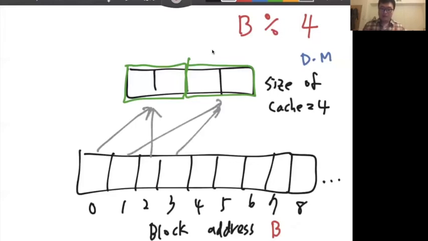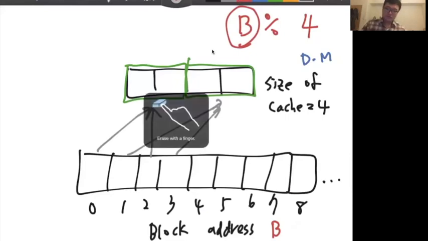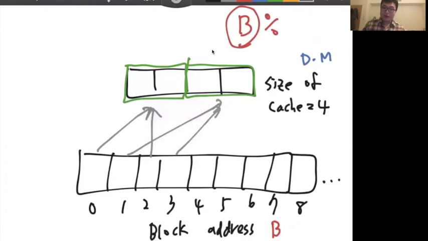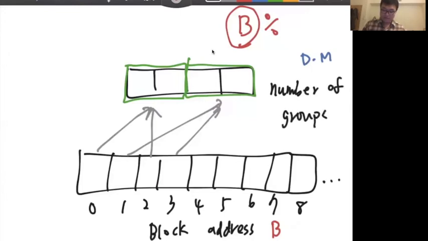So actually, this is still B mod what? Not the size of cache. We change it to the number of groups, not the size of groups, the number of groups. So you can see we can change it a little bit. It will say number of groups. If you see number of groups here, you can change it to equal 2.